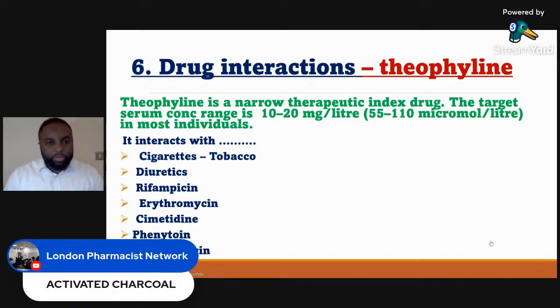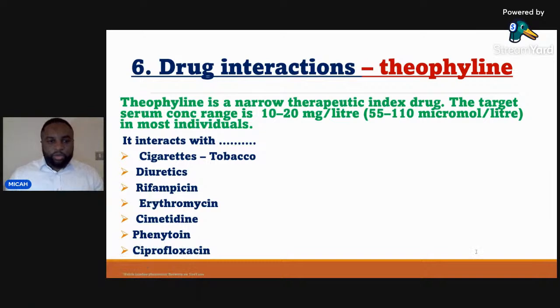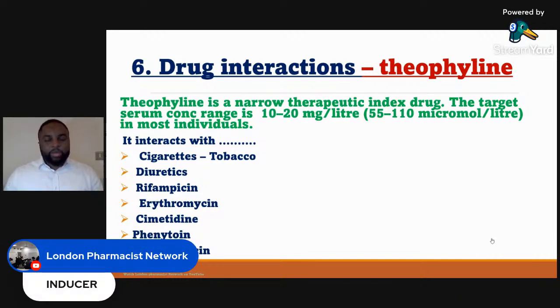We also need to know about the drug interaction between theophylline and tobacco in cigarettes. When a patient is smoking cigarettes, we need to increase the dose of theophylline. Why? Because tobacco is a potent enzyme inducer. So what it will do, it will reduce the amount of theophylline in the system, the bloodstream. So we need to increase the dose of theophylline whilst the patient is smoking. And when they stop smoking, we need to reduce the dose back down again. Does that make sense? So increase the dose if a patient is smoking, and when the patient stops smoking, reduce the dose of theophylline.